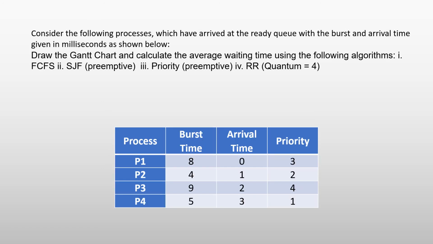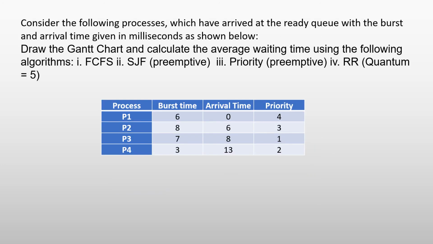In the next problem, it is clearly given that you have to calculate the preemptive versions for SJF and priority, because arrival time is given. So remember that whenever there is arrival time, there can be preemptive and non-preemptive versions. If they have already specified one, then you solve only that one. But if preemptive or non-preemptive is not specified, then you have to solve it for both versions. This is the third problem.